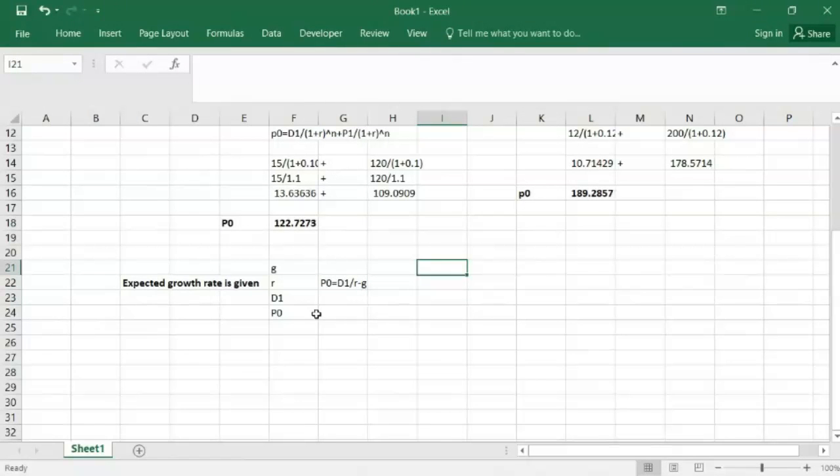Say for example, the dividend declared by the company, or the dividend paid by the company, is 15 rupees, the expected rate of return from the market is 15%, and the expected growth rate from the market is 8%. So this information is given.